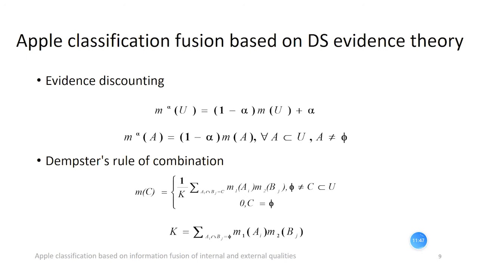The information fusion of two models is implemented by the combination of evidence with Dempster's rule of combination, in which K measures the conflict of two evidence.